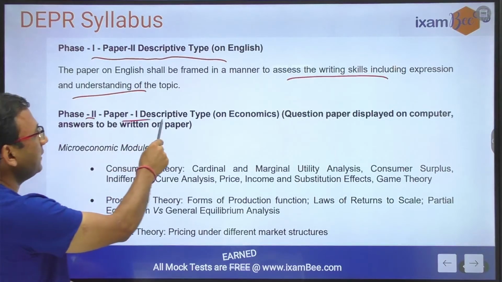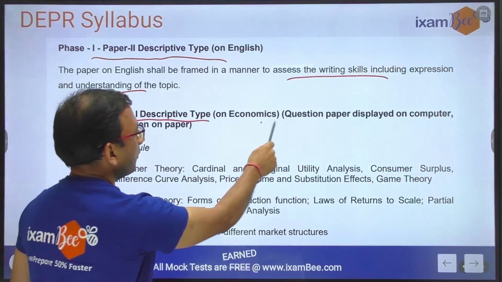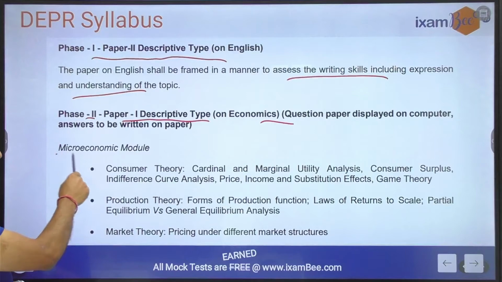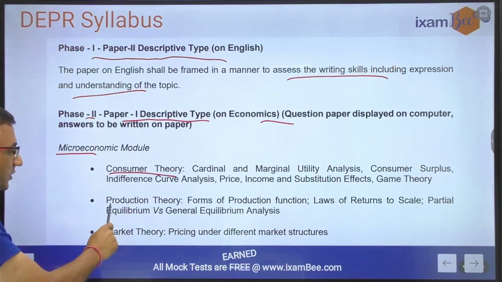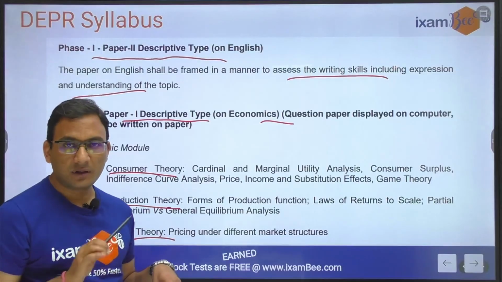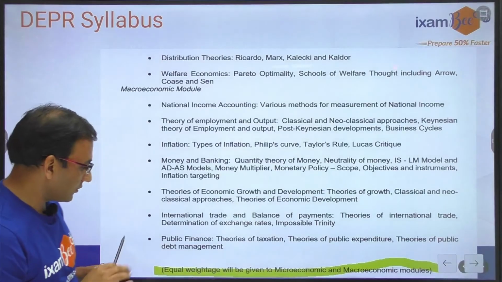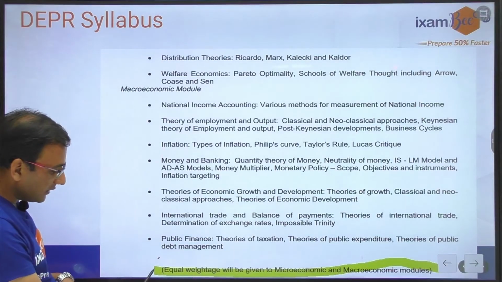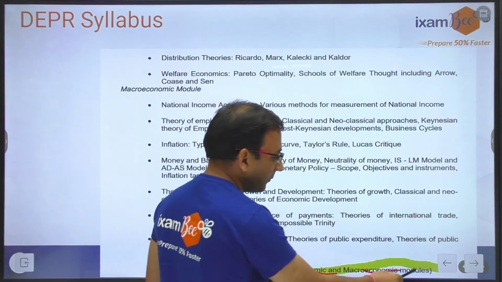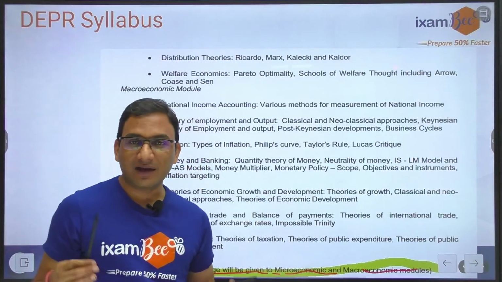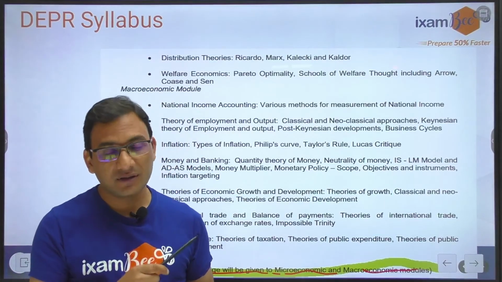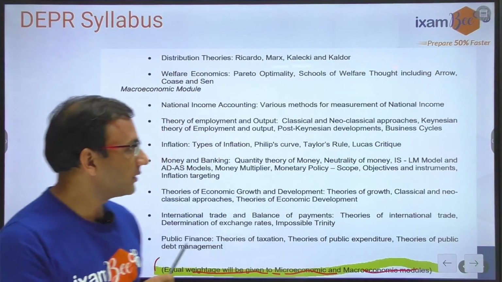Phase 2, Paper 1, descriptive type on economics, questions displayed on computer. I have already told you here: Microeconomic module, that is consumer theory, production theory, market theory. So you have to go into the detail. Read this line: equal weightage will be given to micro and macro. So you cannot say, I like macro, I will be able to clear this exam, because equal weightage is to be given on both sides.